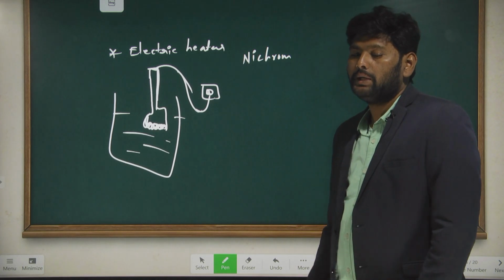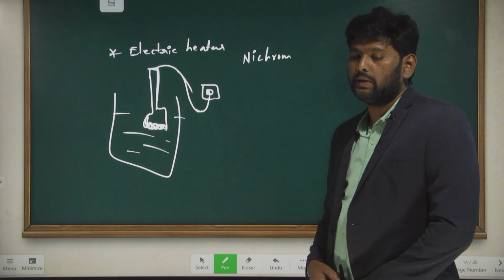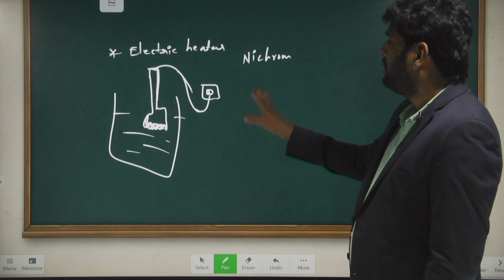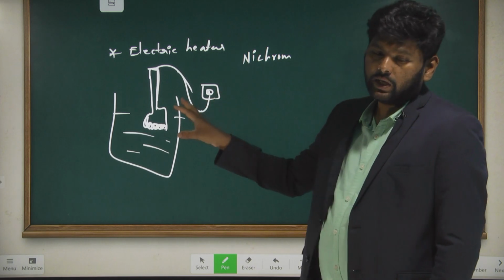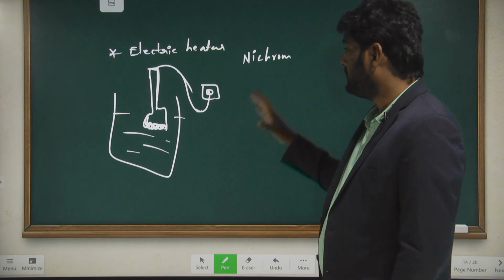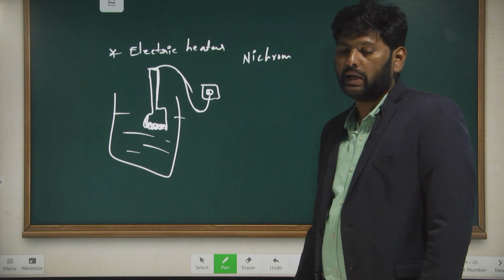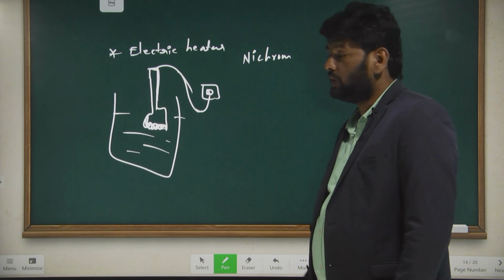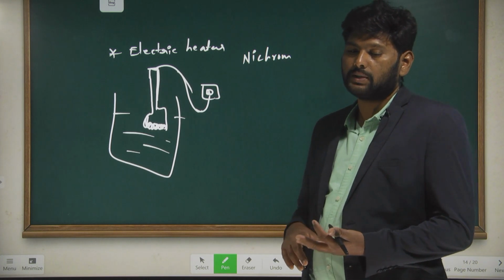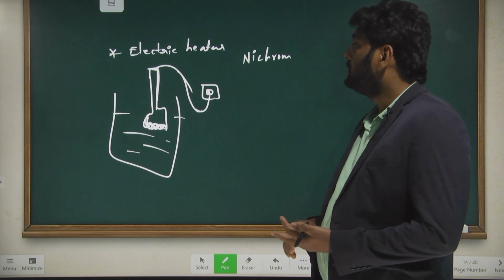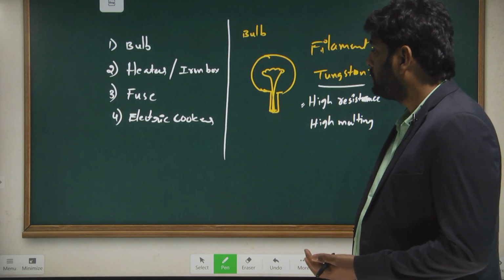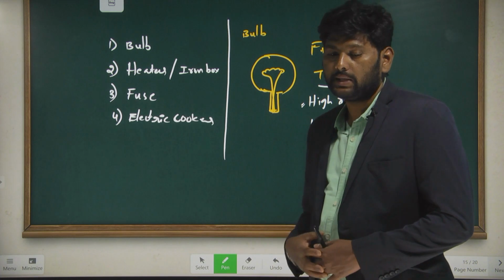So that way the heating effect of current works. Here also the condition is that it is made up of high resistive materials, but it must also be very stiff. That is the reason nichrome material is used for making electric heaters. Even cookers work the same way. Heaters and electric cookers also work on the same principle.